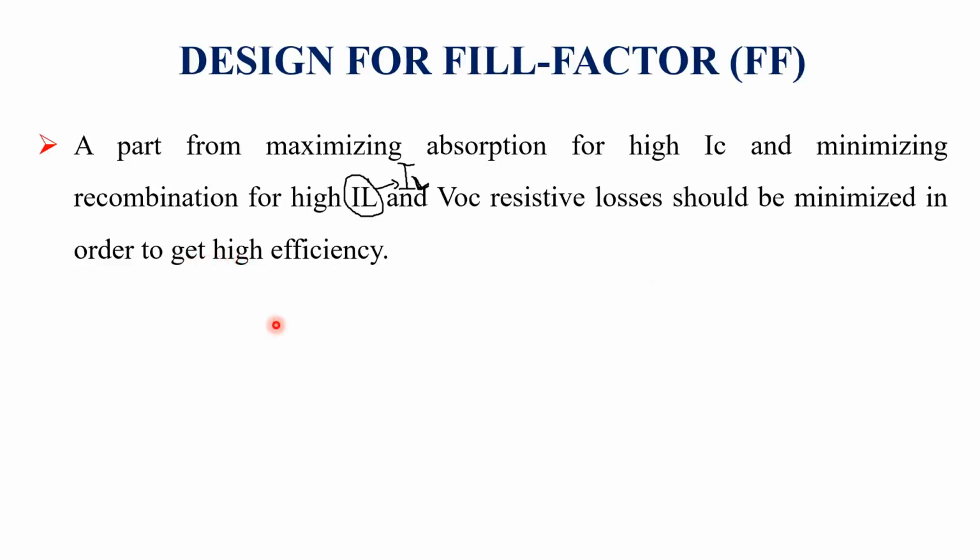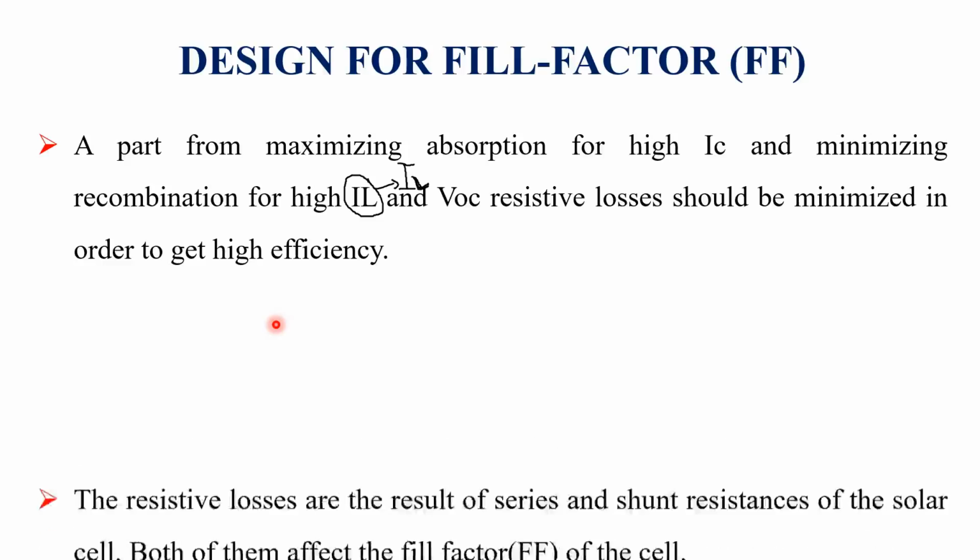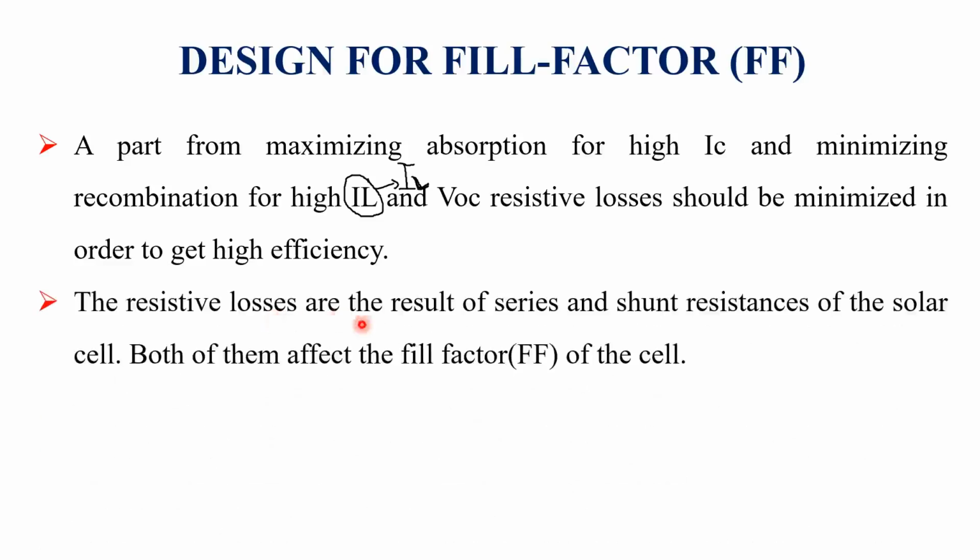I have discussed the design for high ISC and high VOC. Absorption should be maximized for high ISC, recombination minimized for high VOC, and resistive losses minimized in order to get high efficiency. Resistive losses are the result of the series and shunt resistance of the solar cell. Both of them affect the fill factor of the cell.